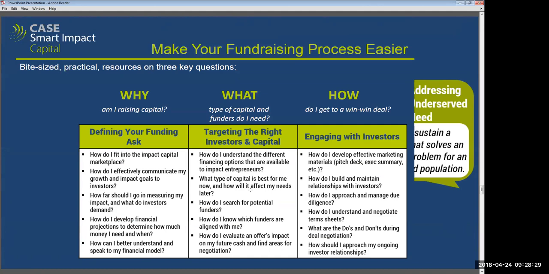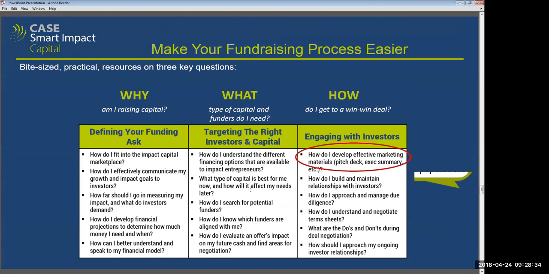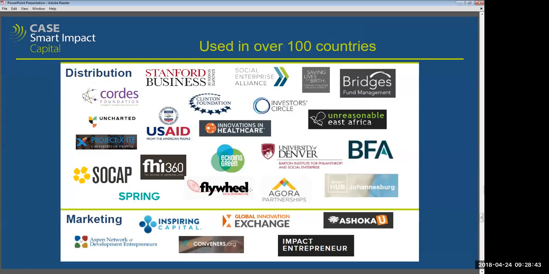We just did one small piece of the how-to, which is how do I develop effective materials for a story. I just wanted to let everyone know that there's so much more here, and it's all self-guided and self-paced, so you can get in, do what you need to do, and get out. The toolkit is right now being used in over 100 countries. We have partners, governments, networks, accelerators, universities, and so on, who are helping us set a standard for how entrepreneurs can more easily navigate their capital raising.